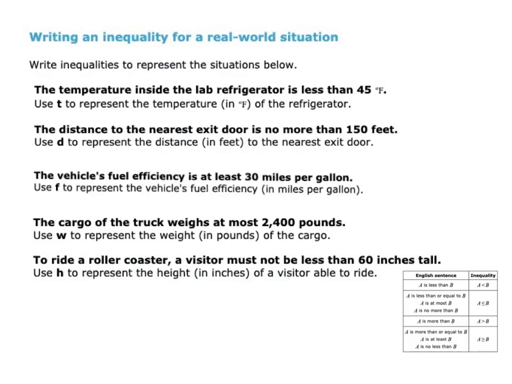Another thing you'll see as you're working today is writing inequalities to represent different situations. So let's read through a couple of these. This says the temperature inside the lab refrigerator is less than 45 degrees. And they tell you to use T to represent the temperature of the refrigerator. So I want to say T is less than 45.